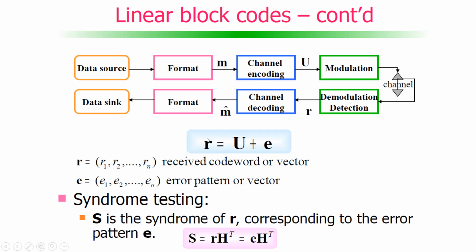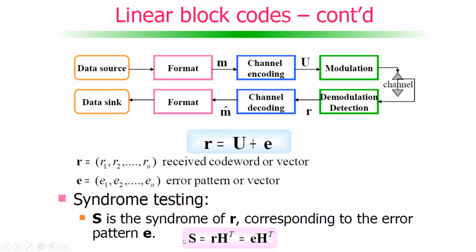In this block diagram, it is the received vector. This was the transmitted vector, but some error vector was added to the transmitted vector, so I got a corrupted received vector. So how to correct and how to detect the errors? There is a procedure called syndrome testing. S is the syndrome of R. S is another vector which will be called the syndrome of R, the received vector, corresponding to the error pattern E.